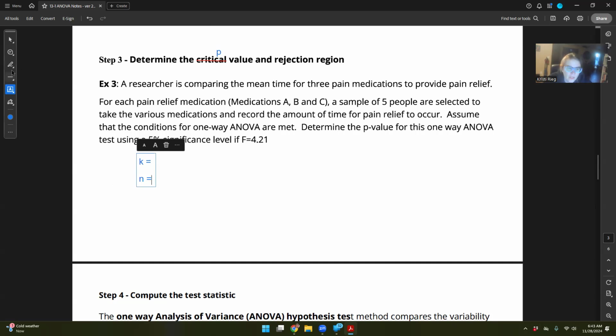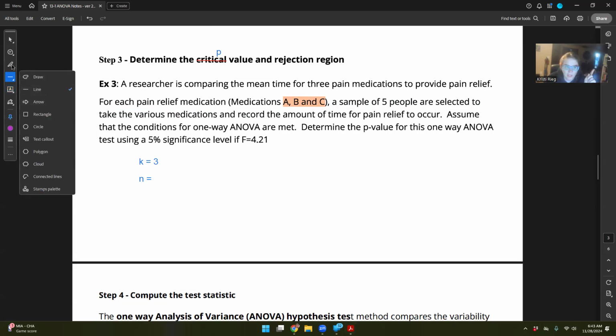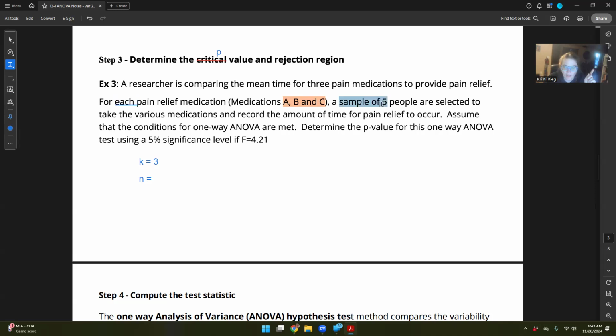So how many categories? We have 3 medications. So k is 3. For the number of people in the survey, this one's a little trickier, because a lot of people like to say that there's 5. But notice up here at the beginning, it says for each medication, a sample of 5 people are selected. So there's actually 15 for n. 5 times 3.